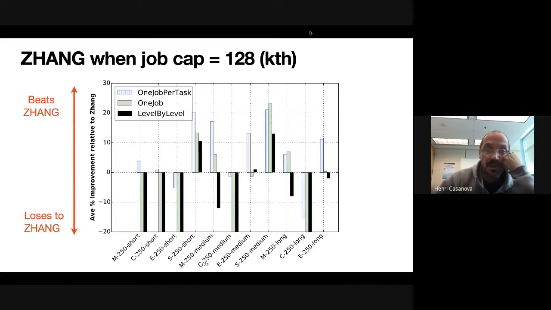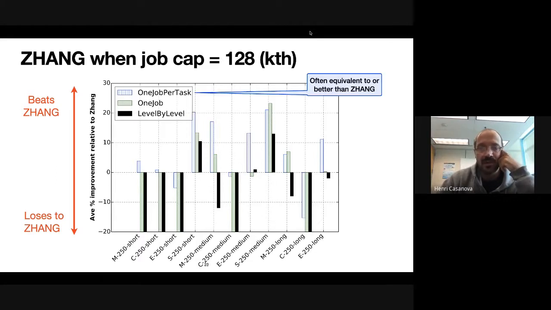What we find here, these are results for one of our job traces, and for a 128 job cap, meaning a user cannot have more than 128 jobs in the system, which for these examples means that 1 job per task is not throttled. The workflow width is lower than 128. And so what we find here is that 1 job per task is often equivalent to or better than Zhang. There's only one case here toward the end.